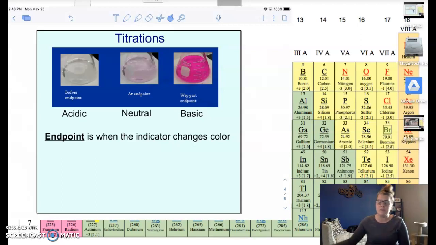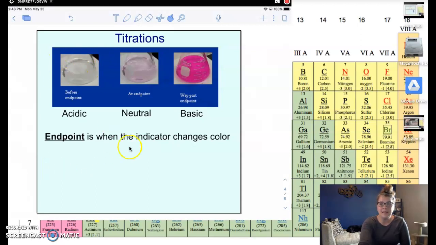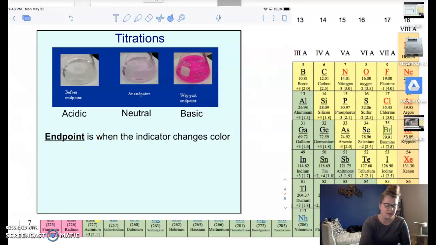There's a slew of indicators out there. The one that we're going to be talking about right now is called phenolphthalein. Phenolphthalein is clear when acidic, this hot magenta pink when basic, and this really pale pink when it is neutral. That's when it reaches its end point, when the indicator starts to change color.